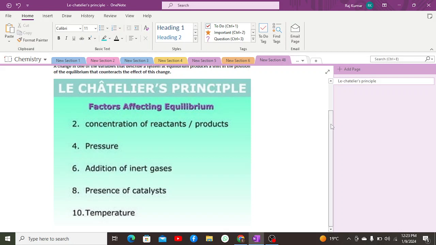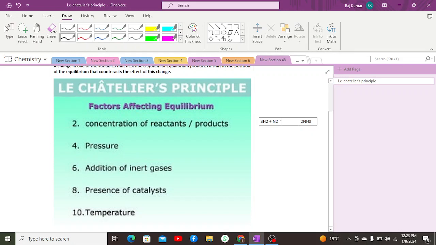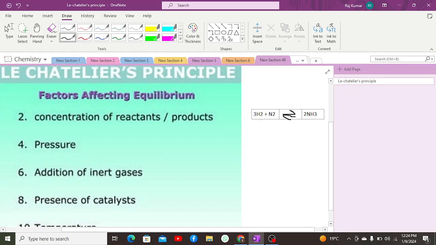Likewise, let us first discuss the concentration of reactants and products. Let us suppose we have a reaction between three hydrogen plus nitrogen, and here we are having the equilibrium sign, and here we have our product ammonia. This is Haber's process. We are going to have a separate video for that as well, so this is only for explanation. So this is the sign of equilibrium.